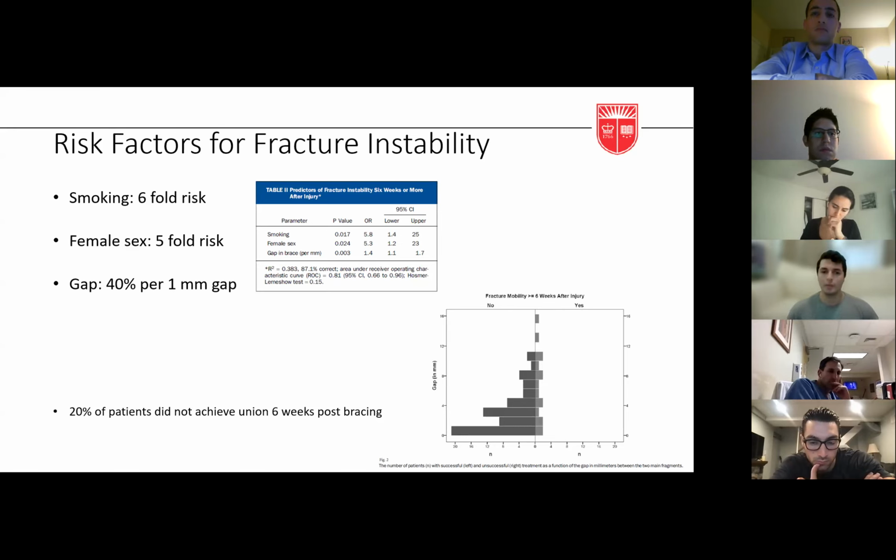Overall, 20% of their patients didn't achieve union at 6 weeks with bracing. Over here on the bottom right corner, this shows all the patients who were treated with functional bracing. Going from bottom to top is the amount of gap that was noticed on imaging. On the left are those who didn't have any fracture mobility, and on the right are the ones with fracture mobility between the 2 fragments.